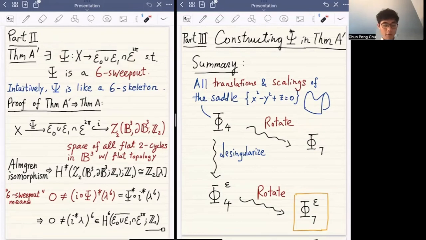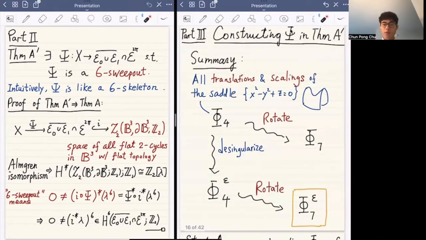Okay, so now we have shown how theorem A prime implies theorem A. So let's prove theorem A prime. That will be the third part of this talk. We have to construct the family psi. So psi is a 6-parameter family of surfaces in B3. The construction will consist of 5 steps. Before I introduce the 5 steps, let me sketch the summary.